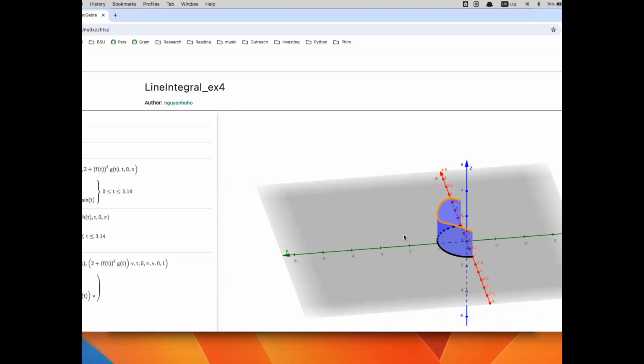This one? Yes, because the curve is something weird, right? So kind of the cubic functions here. So 2 plus f of t squared times g of t. So that's why it's a little bit curved. Cool, cool. All right.